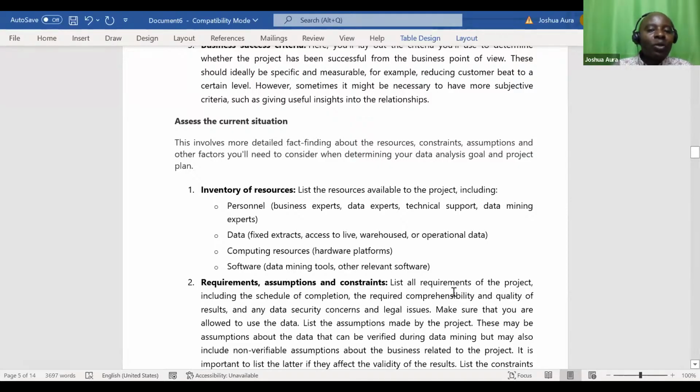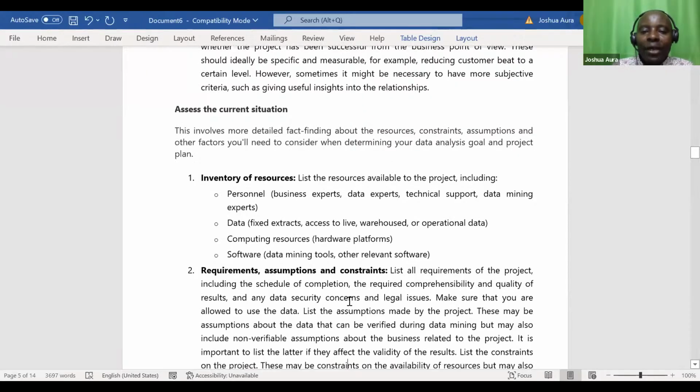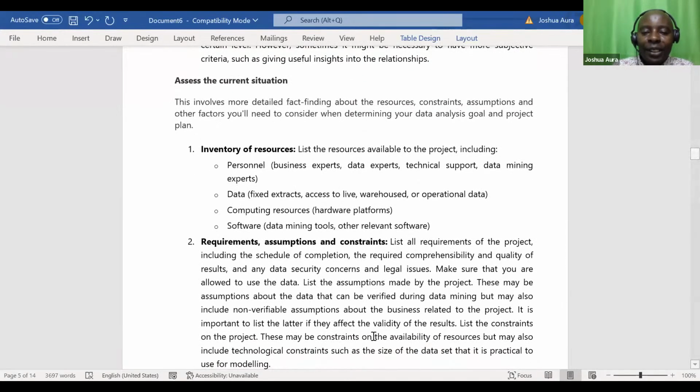List all the requirements of the project, including the schedule of completion, the comprehensibility and the quality of the results, and any data security concerns and legal issues. Make sure that you are allowed to use the data, because you may extract data that you can't use outside. List the assumptions made by the project.